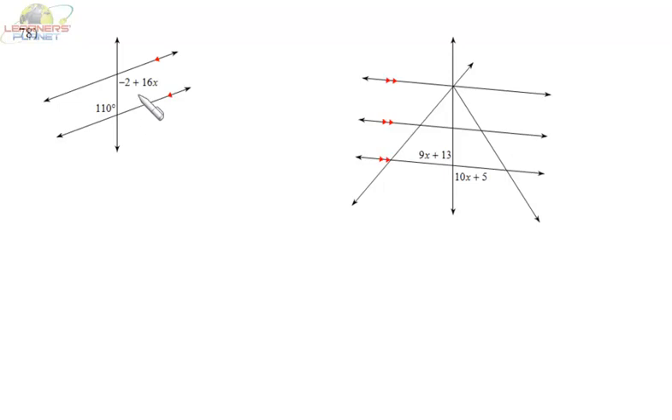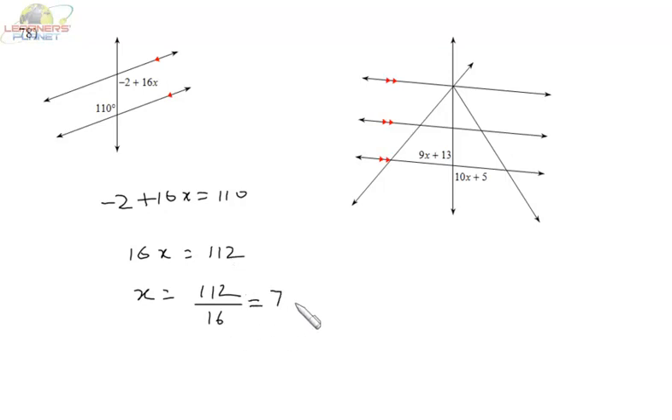Now in this case, both of them are alternate angles. So they will be the same. So minus 2 plus 16x is 110. So 16x is 112. So x is equal to 112 by 16. And 16 sevens are 112. So x is equal to 7.